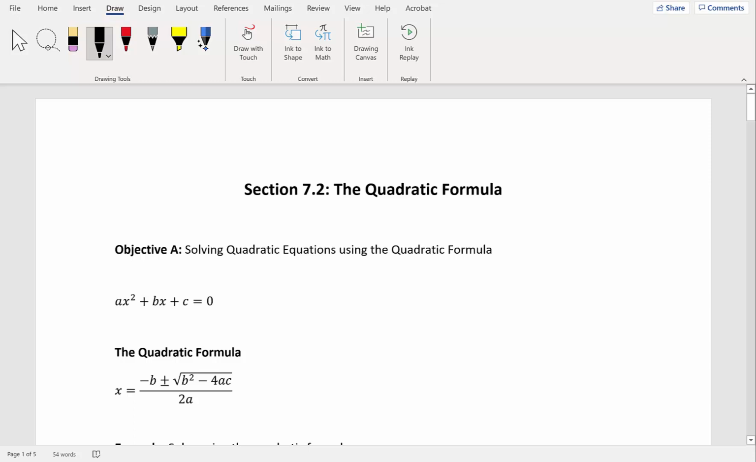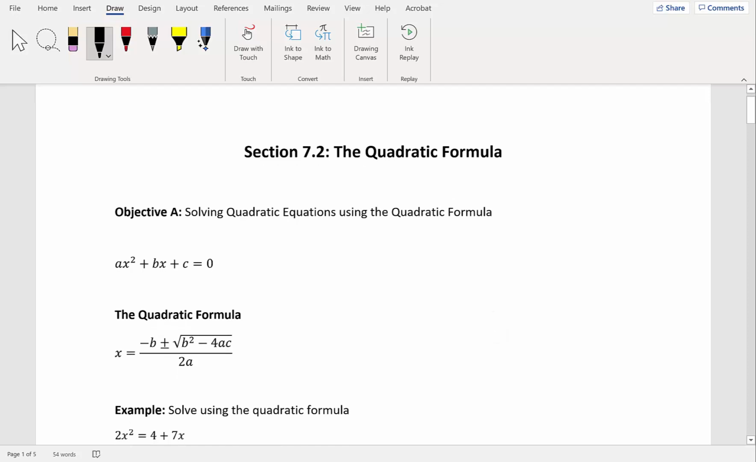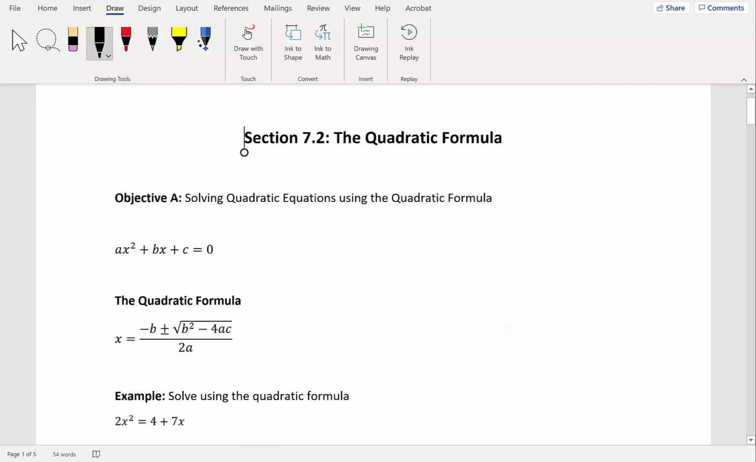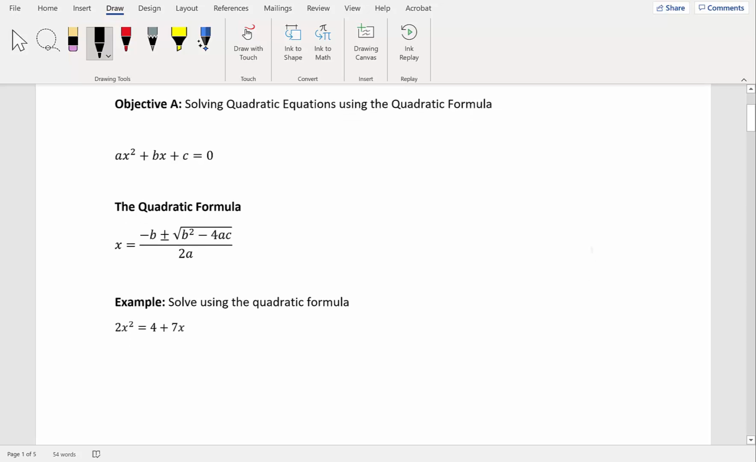Now, the quadratic formula can be used when your equation is in standard form, ax squared plus bx plus c equal to 0. So mainly, one side has to be equal to 0. And now the quadratic formula, it's x equal to negative b plus or minus the square root of b squared minus 4ac all over 2a. Let's take a look at an example.